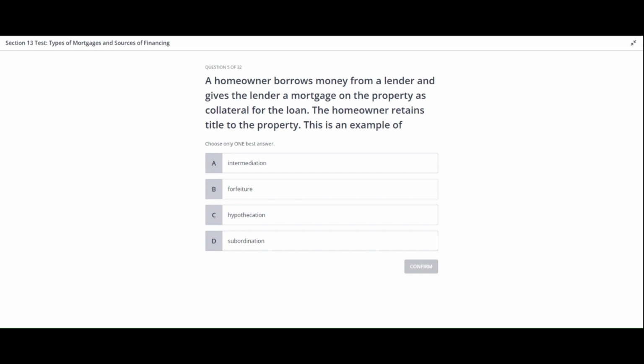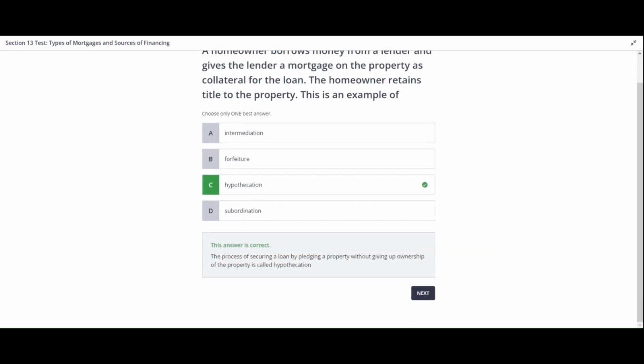I hope you have made your selection. Let's see what the correct answer for this question is. Well, the correct answer is Option C: hypothecation. Let's now understand what hypothecation is. Well, it is the process of securing a loan by pledging a property without giving up ownership of the property.